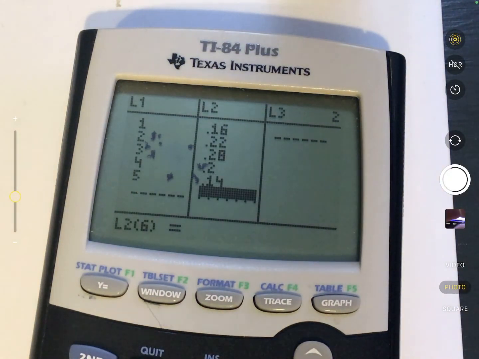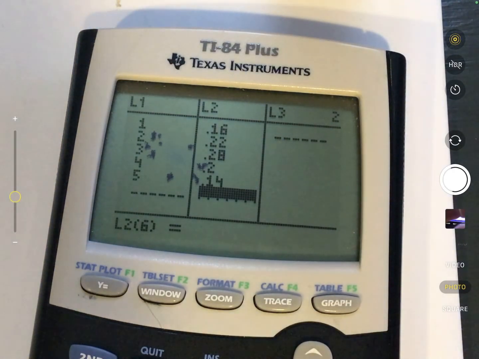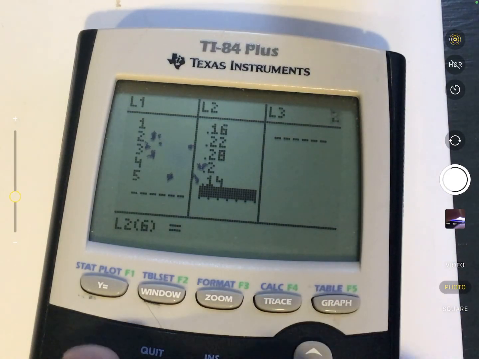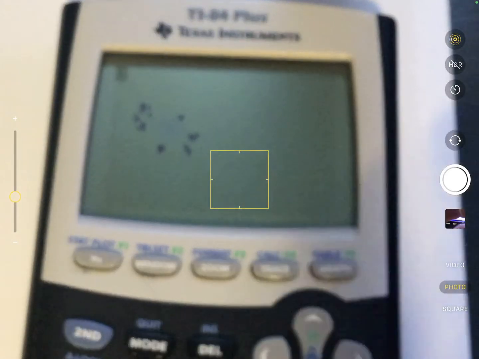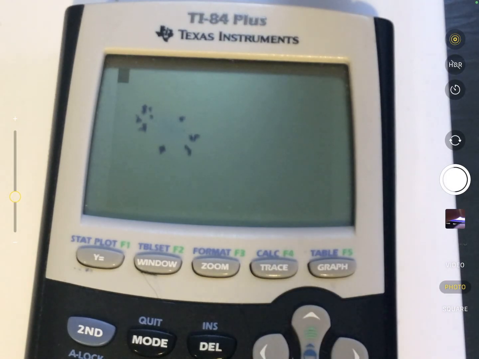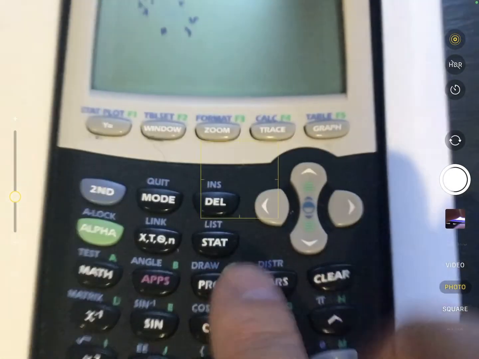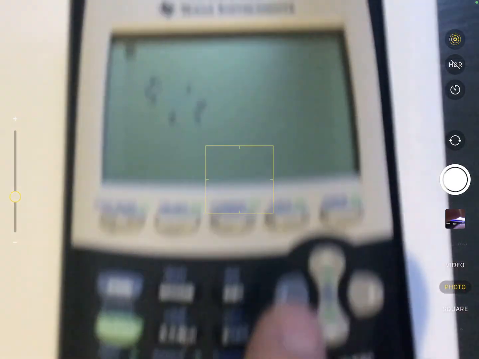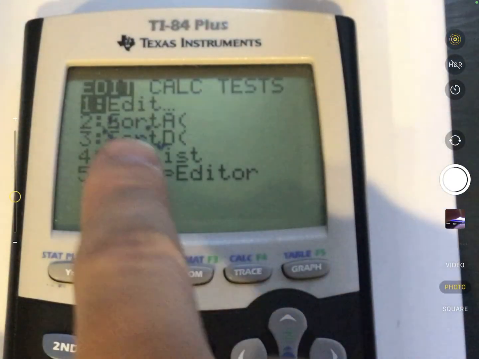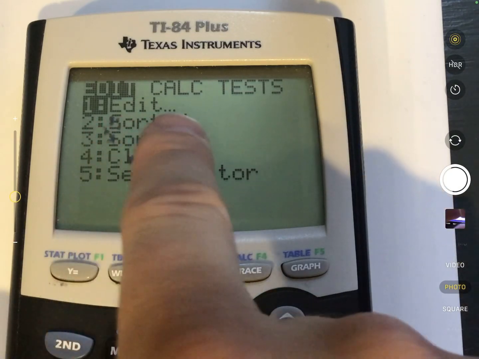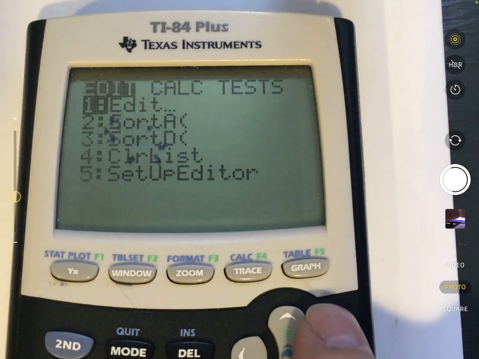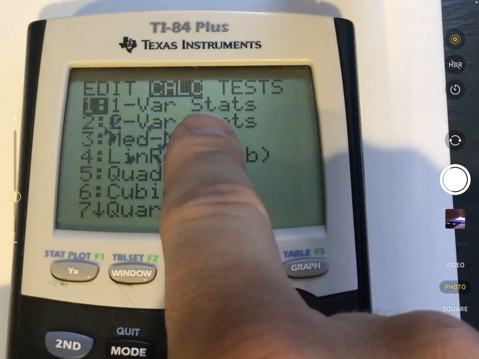Now, this is very similar to calculating the mean from a frequency distribution. We did that very briefly before. I'm going to go back to the home page, so press second quit. I like getting back to the home page, a clean slate. From here, we're going to press the stat button again. Instead of going to the list, we're going over to calc, so calculate, and we're going to choose the one variable stats.